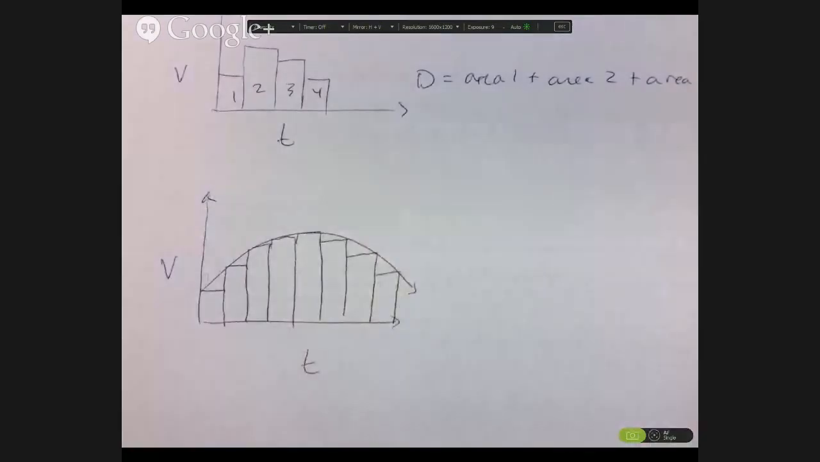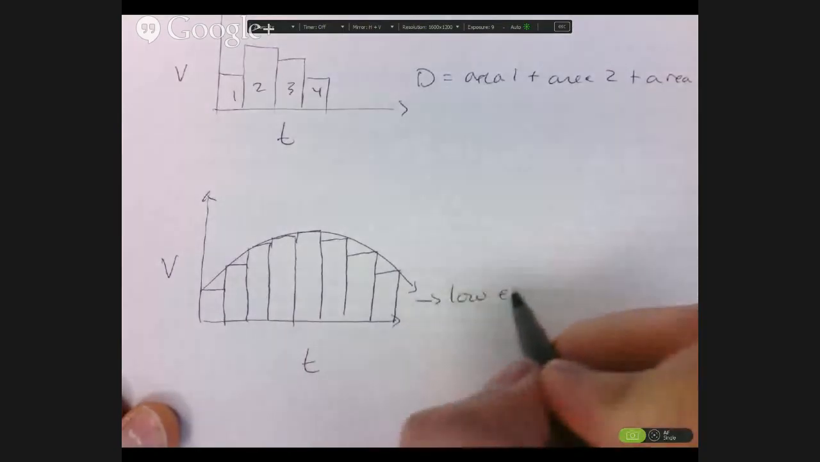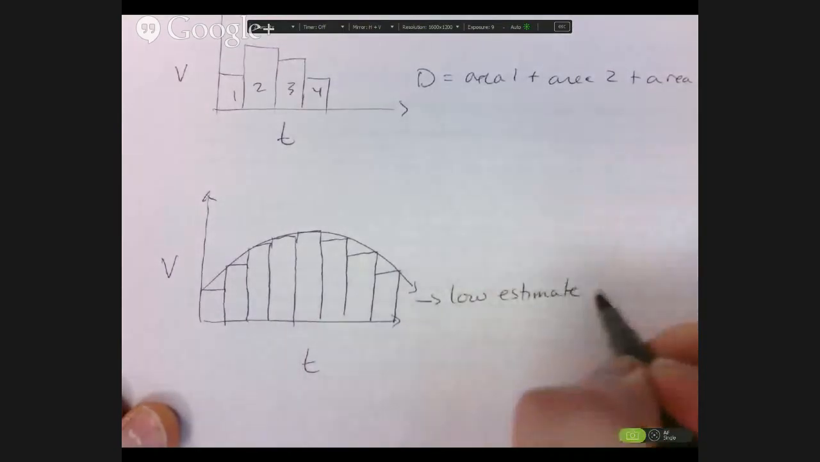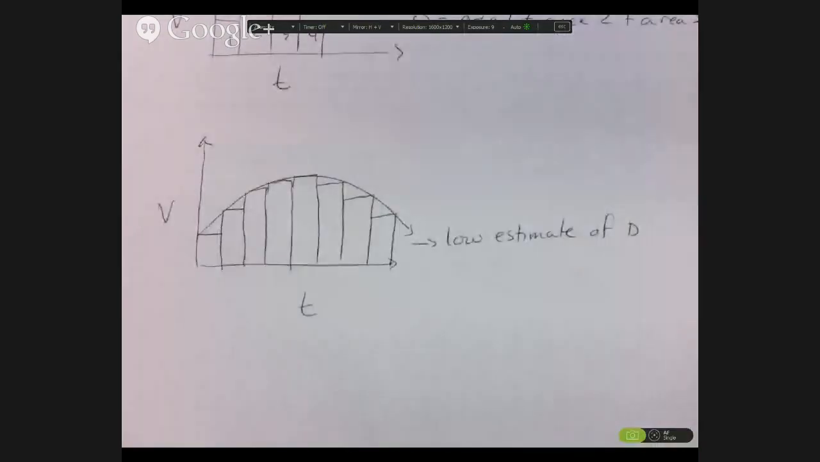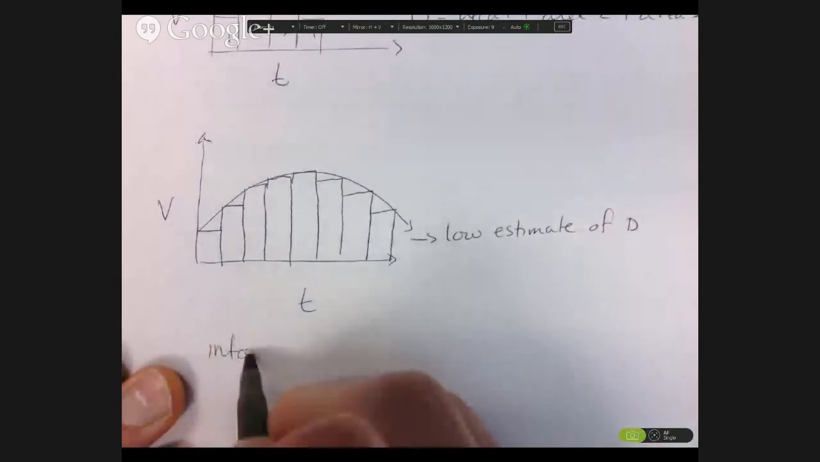Okay, so that would be a low estimate of the distance traveled, correct? All right, so we could also do a high estimate of the distance traveled. Our goal here, and what an integral actually shows us, this is where we're headed.